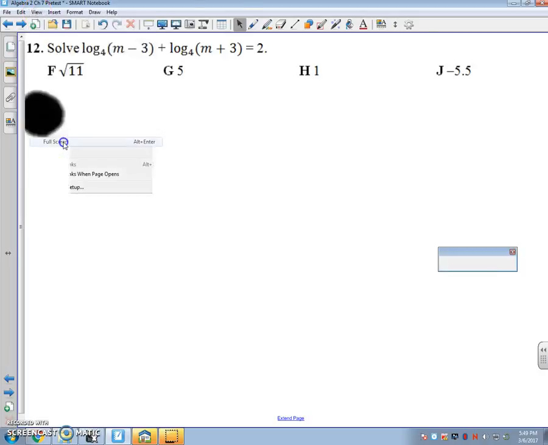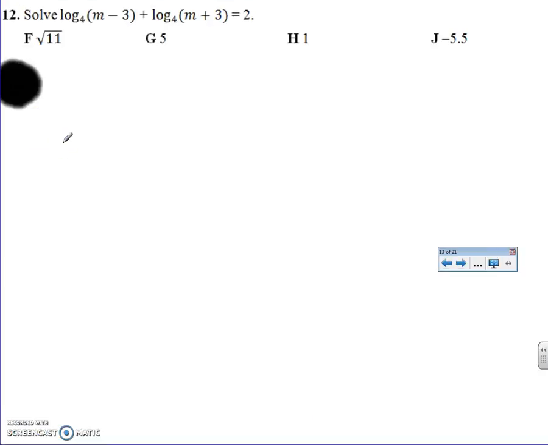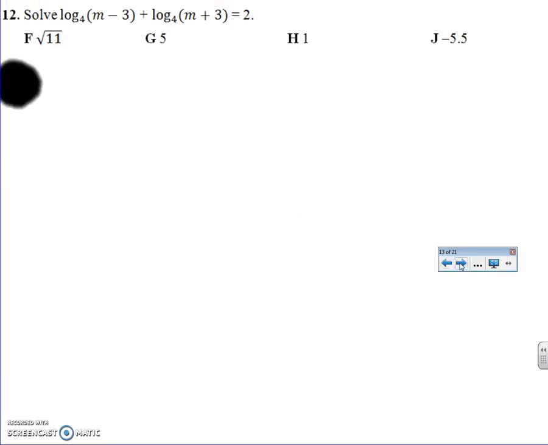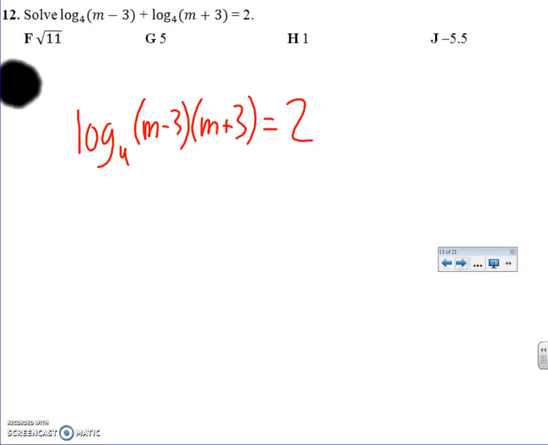12. Solve this. Well, they're both log base 4. I can't exponentiate both sides unless there's just one log. But I could do what we just did. We're going to use our rules to condense or combine. So they have two logs with the same base being added. That's really multiplying. So log base 4 of (m minus 3) times (m plus 3) equals 2. Now I can exponentiate both sides. The log is gone, so the left side is just (m minus 3)(m plus 3). The right side is 4 squared.